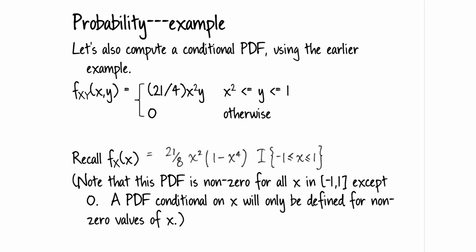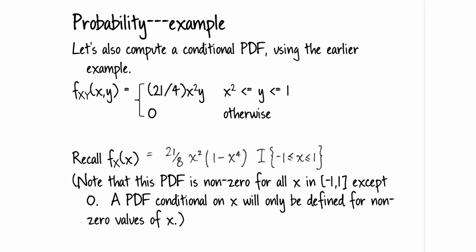Because remember, the formula for the conditional PDF is the joint PDF over the marginal PDF of the conditioning variable. And so I'm just reminding you here, this is the marginal PDF we computed several minutes ago. Okay? And note that this PDF is non-zero for all x in this interval here, except for x equals 0. At x equals 0, this PDF is 0.